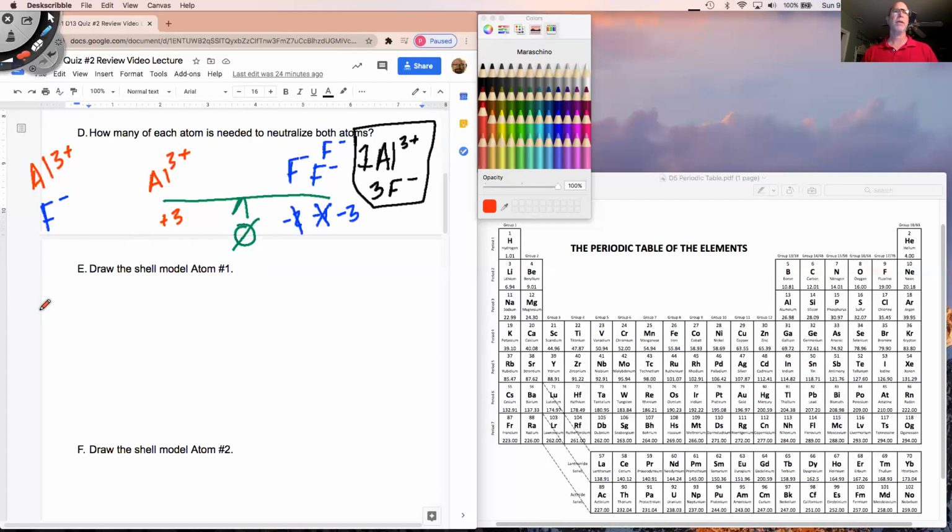Well, what atom are we working with? Well, we're working with Al3+, and this is where we want to look at the shells. So we can find aluminum is right here. Here's our aluminum, right? And how many shells do we have?